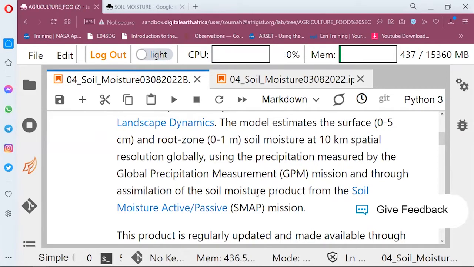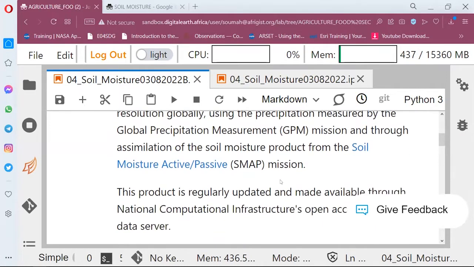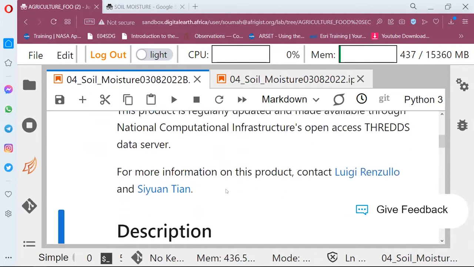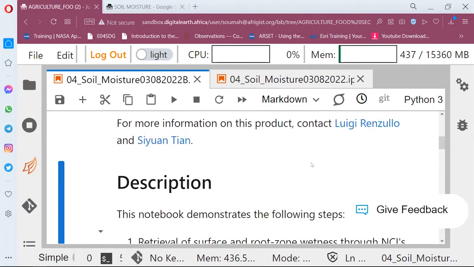Kindly, you can visit those sites to have more information about it. This product is regularly updated and made available through the National Computational Infrastructure Open Access THREDDS Data Server. We have to thank Luigi Renzullo and Siyuan Tian.